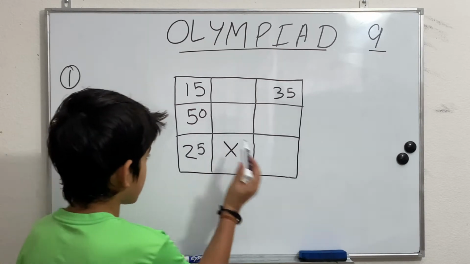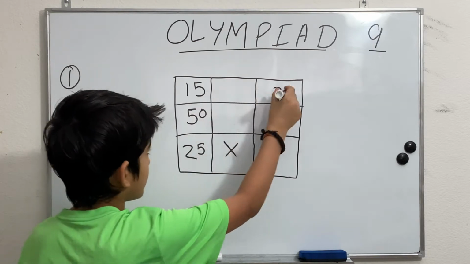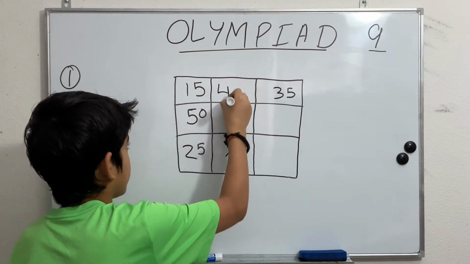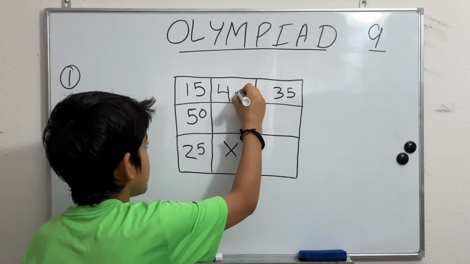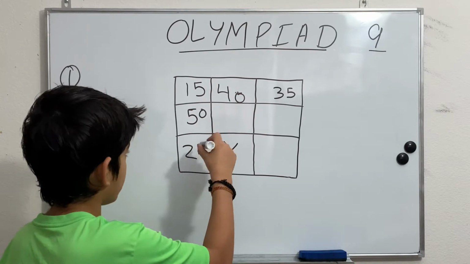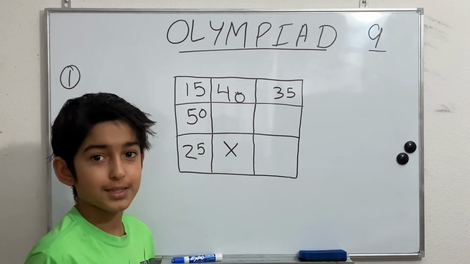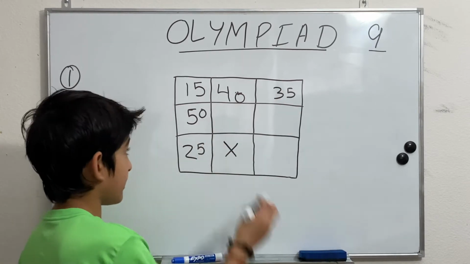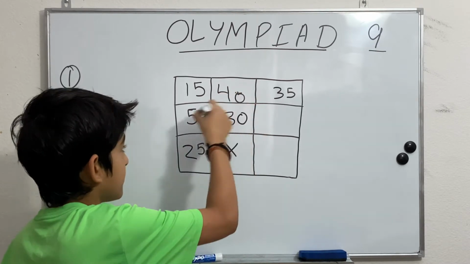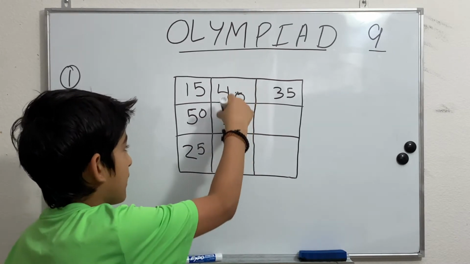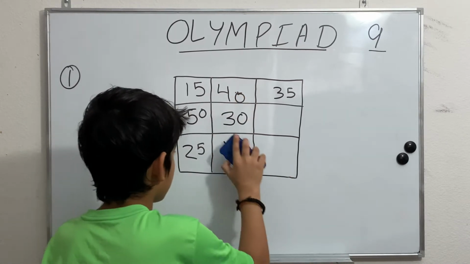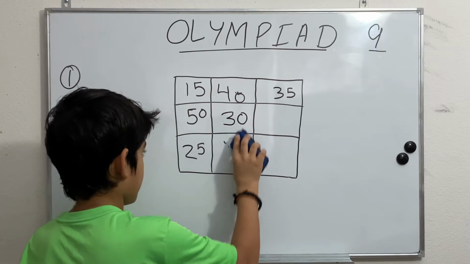So let's now calculate. 15 and 35, if you add them, you get 50. So that means this has to equal 40 because 40 plus 50 is equal to 90. Next, we have 25 and 35, which adds up to 60, and then we have 30 in the middle. Next, we can just skip this and do this because we have it. So 40 plus 30 is 70, and that means x is equal to 20.